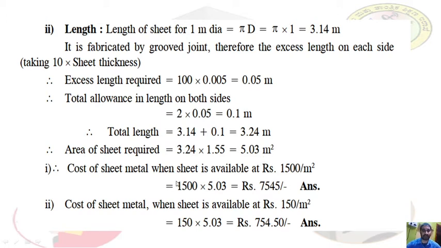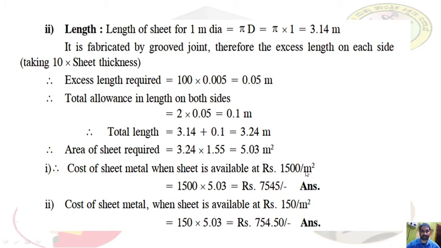The cost of the sheet metal when sheet is available at rupees 1500 per meter square. Since the price of the sheet metal is expressed in terms of meter square, that is area, you can multiply the actual area required by the cost. Per meter square we require 1500 rupees. For an area of the sheet of 5.03 meter square, 1500 multiplied by 5.03 is 7545. Rupees 7545 is the cost of the sheet required.